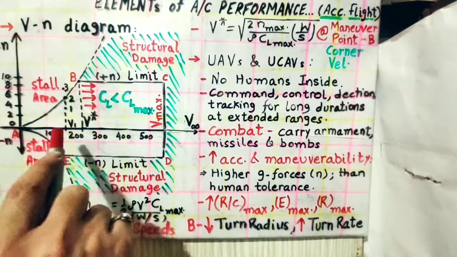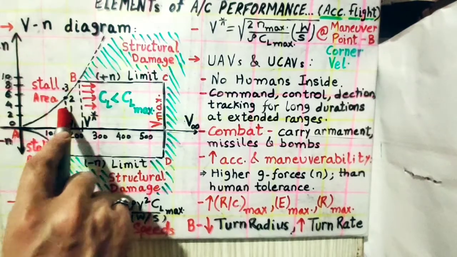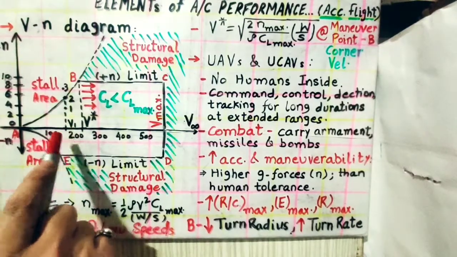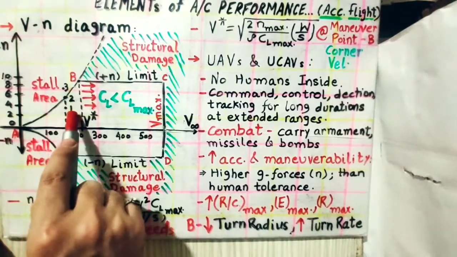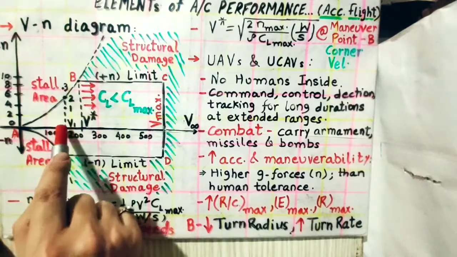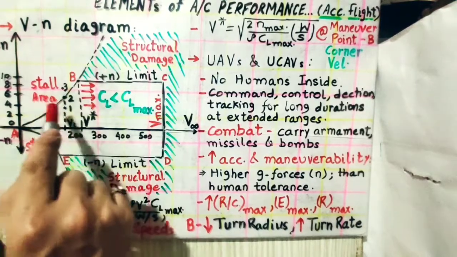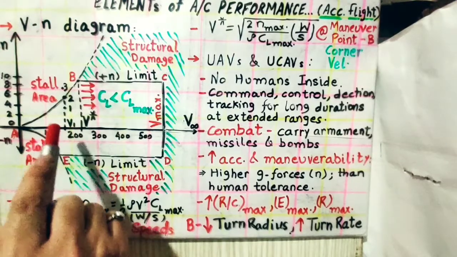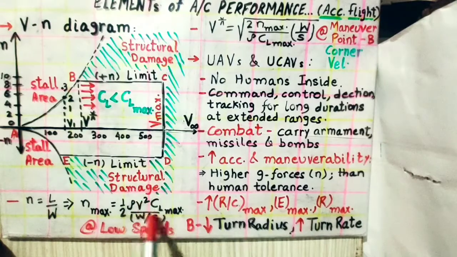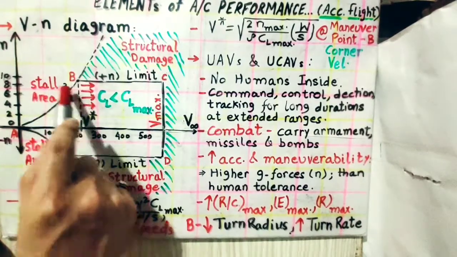Let's say the aircraft is flying with velocity V1, a low velocity, less than 200 miles per hour. At the same velocity, the load factor is increased by increasing CL max. So the maximum value of Nmax at velocity V1 is at point 0.2, at the corresponding CL max. If this CL max is further increased by increasing the angle of attack, it will reach point 0.3, where the load factor will be higher than at 0.2.